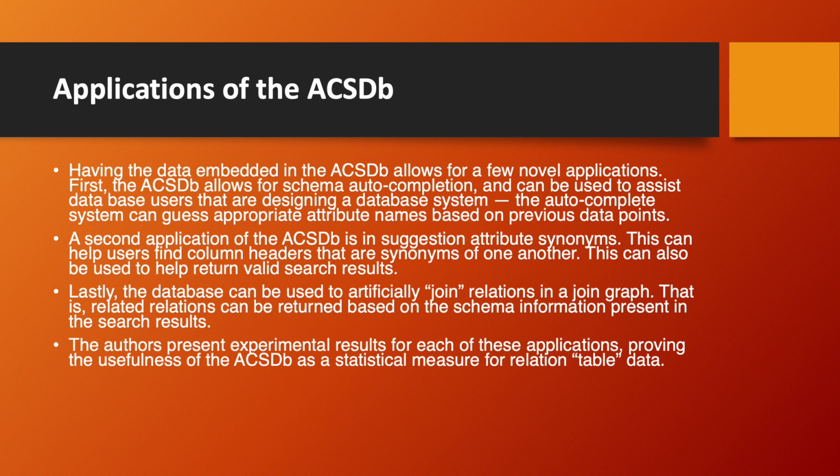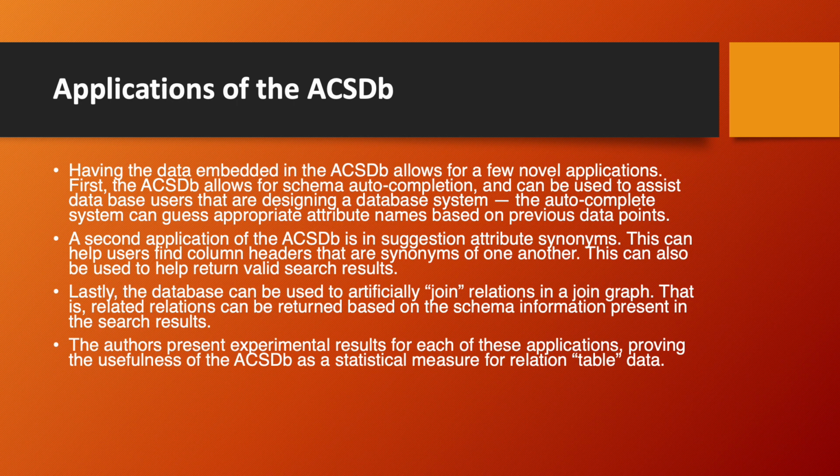Applications of the ACSDB. Having the data embedded in the ACSDB allows for a few novel applications. First, the ACSDB allows for schema auto-completion and can be used to assist database users who are designing a database system. The autocomplete system can guess appropriate attribute names based on the previous data points. A second application of the ACSDB is in suggesting attribute synonyms. This can help users find column headers that are synonyms of one another.